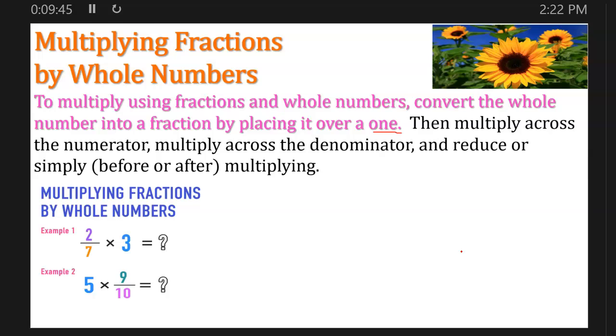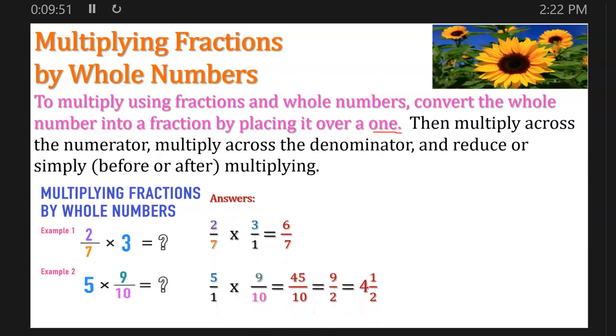So here we have two examples, 2/7 times 3. If I was going to set these up, I would place that 3 over a 1 and then multiply across the top, which gives me a 6, and then 7 times 1 is 7, and that is simplified. Again, the whole number here, 9, has been placed over 1. We multiply across the top to get a 45, and then 1 times 10 is 10. And then this one we did have to simplify.